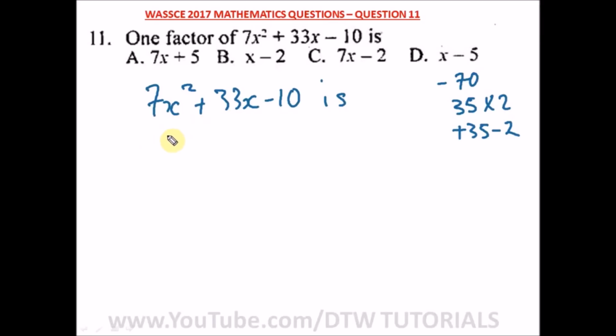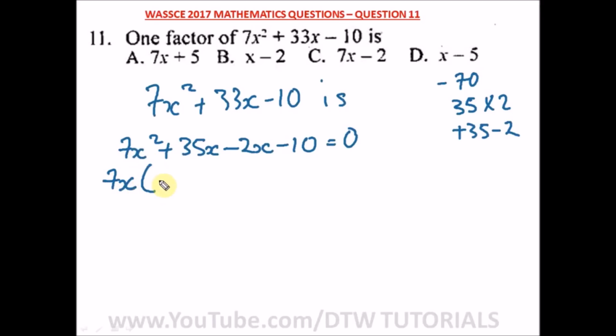From here, let's put in plus 35x minus 2x into the equation. So we have 7x squared plus 35x minus 2x minus 10 equal to 0. From here, let's take common terms. We can bring out 7x, so we have left x plus 5, because if we bring out 7 from 35, that will be 5. 7 times 5 is 35. We close our bracket, then minus, we can bring out our 2 here.